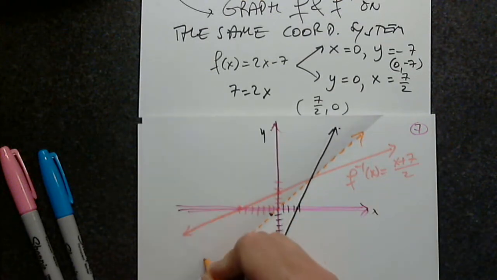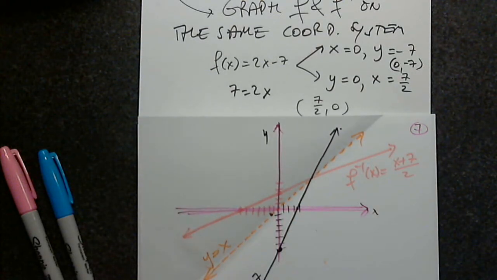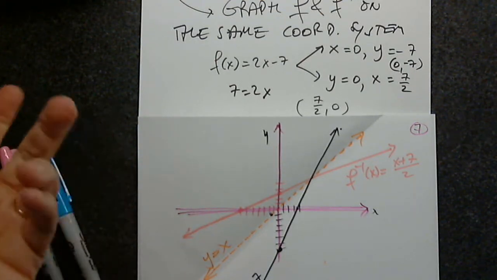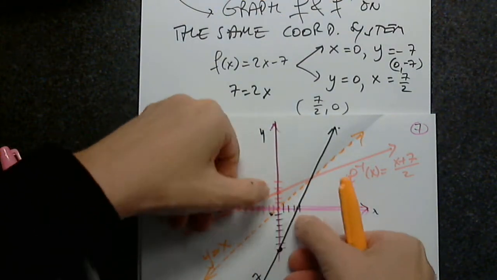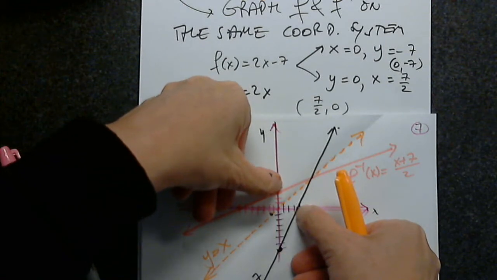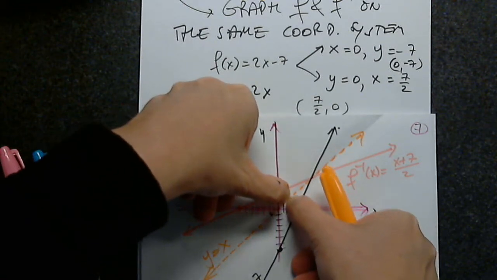The graphs, and we're going to write this in a minute, the graphs of the function and its inverse forever will be symmetric with respect to the line y equals x. That's exactly what we did. These two are equidistant from this line. These two, equidistant means equal distance, equidistant from this line.